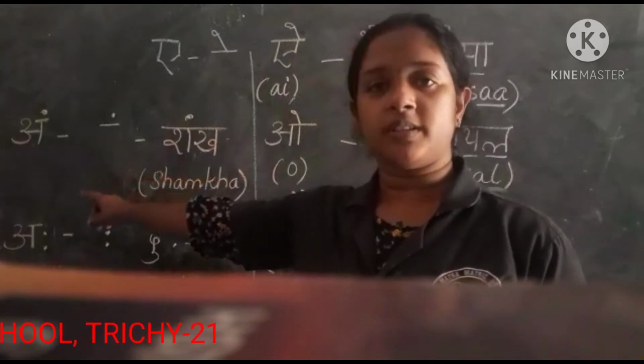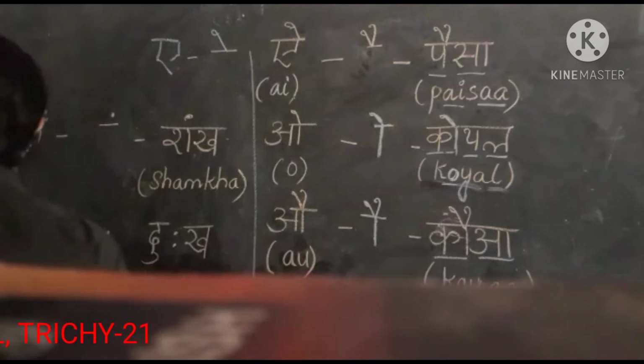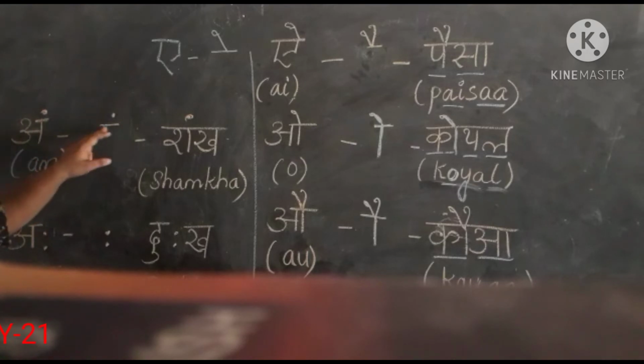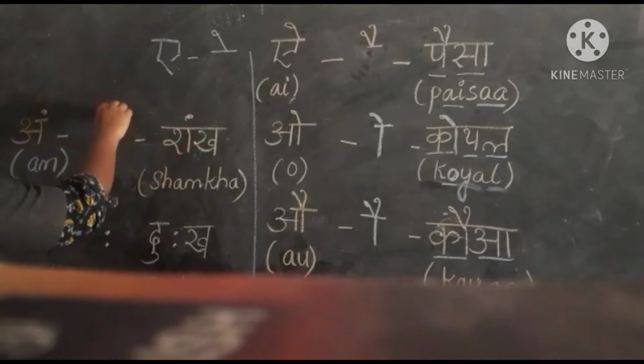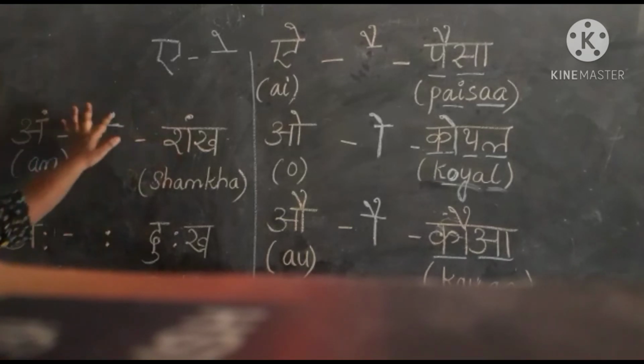Next we will go to the next symbol. We used to call the swar in English as am, isn't it? And this is the symbol on a sleeping line, and above that line one dot is there. So this is the symbol. Now we will use this in a word.